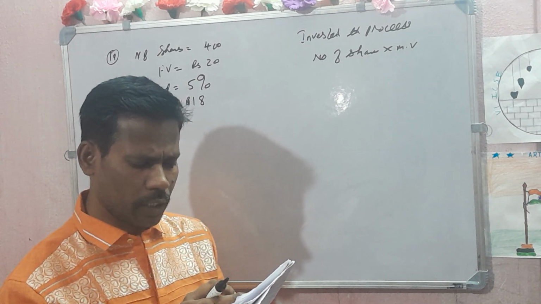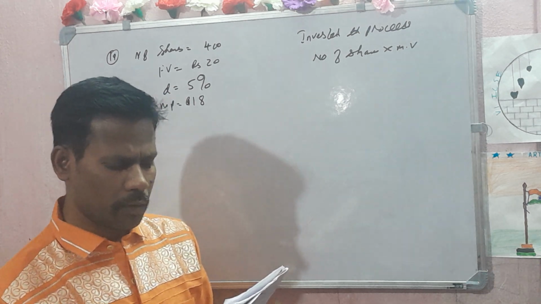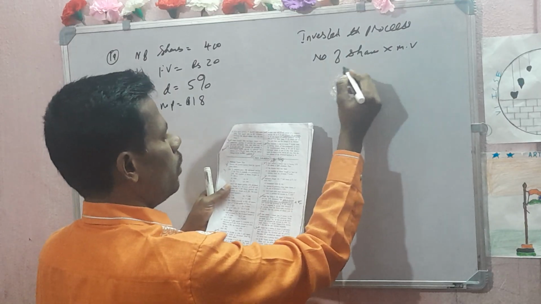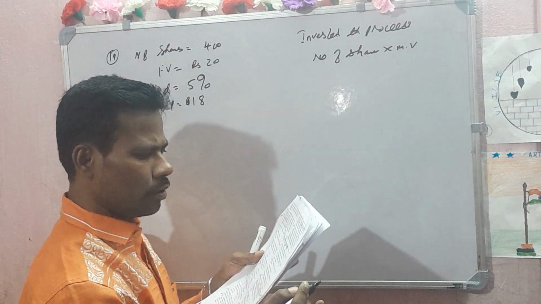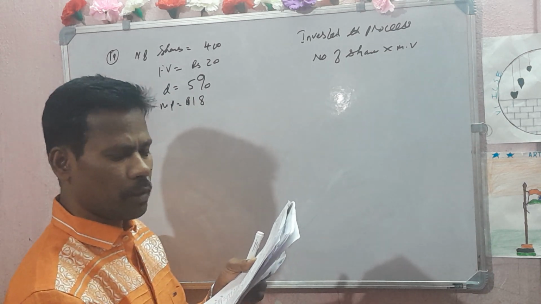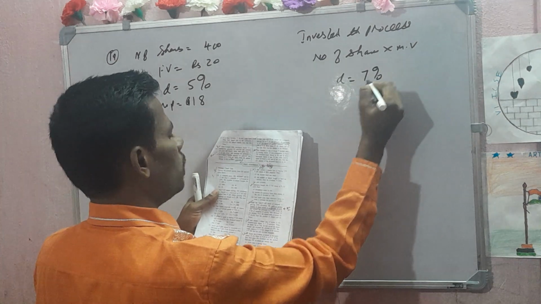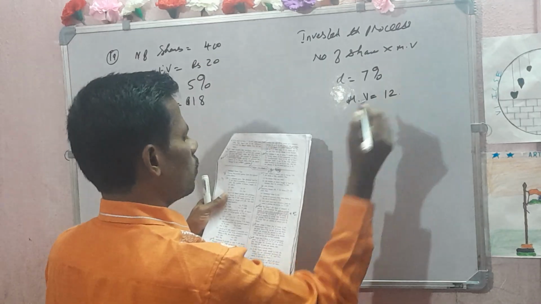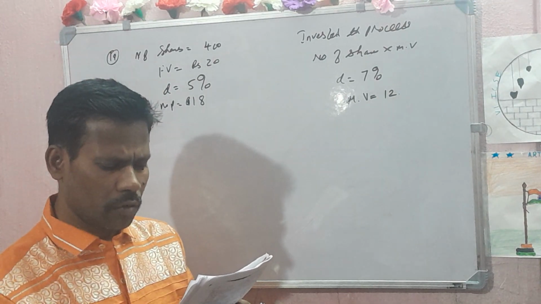And invested the proceeds in rupees 10 shares of another company paying 7% at 12. Again I will write here what the given conditions are, you write down. Here dividend is equal to 7%, and the new market value is nothing but 12. And invested the proceeds in rupees 10 shares.